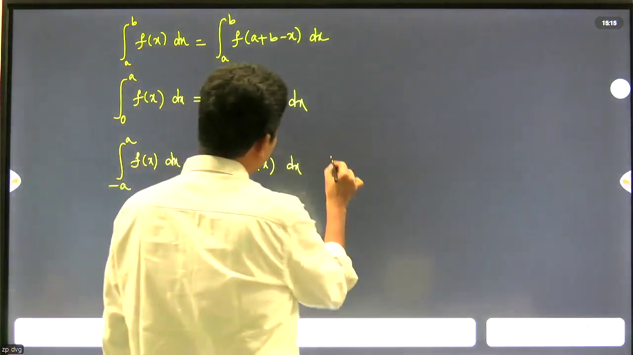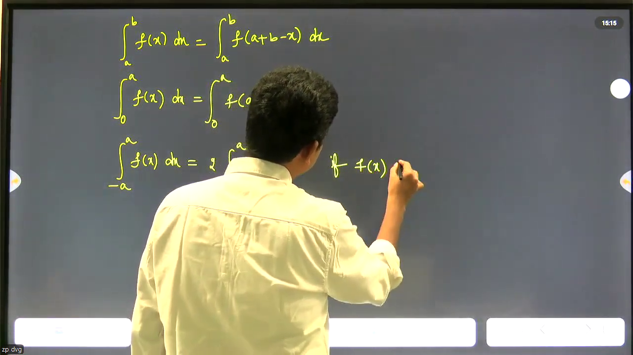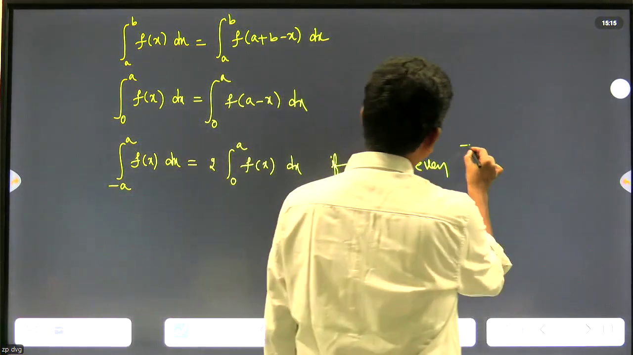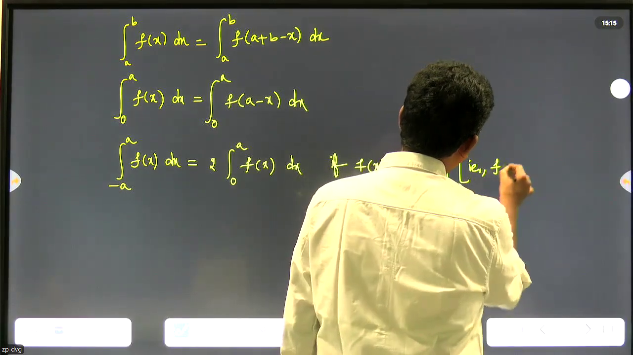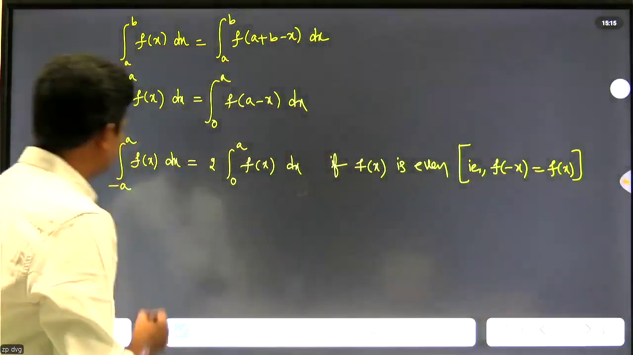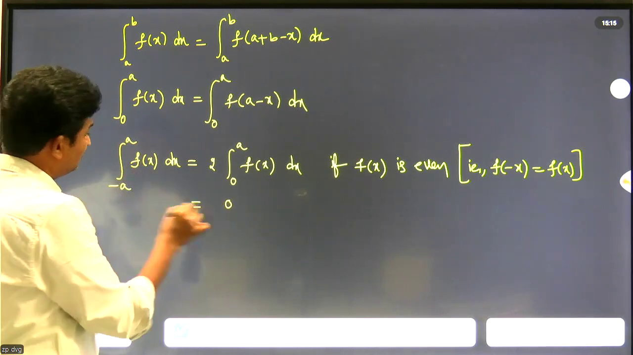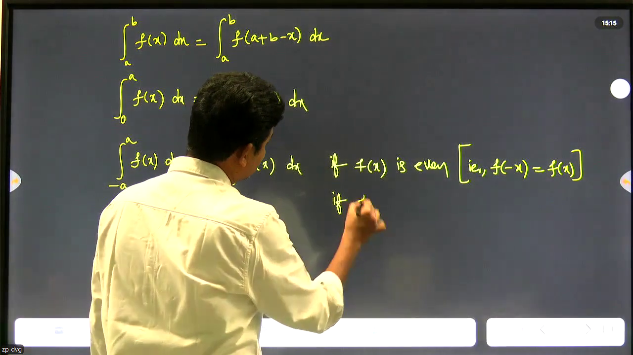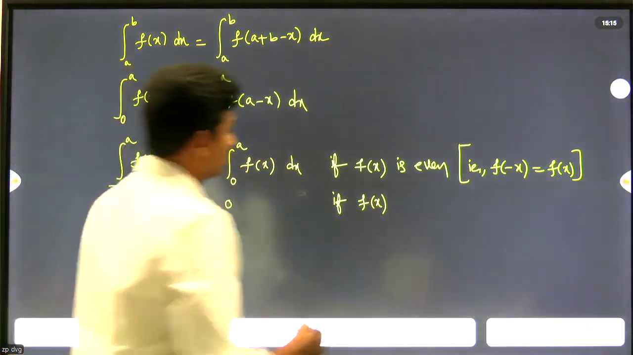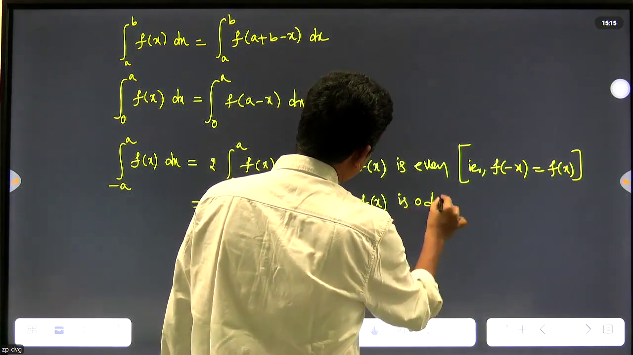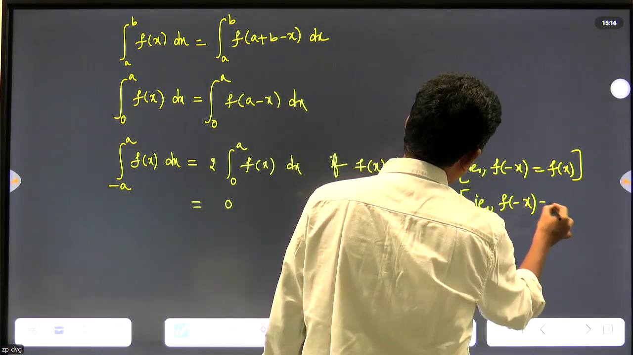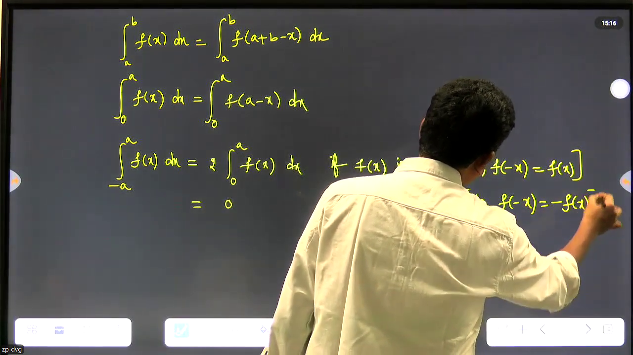We use this formula when f of x is even. When we say the function is even, whenever f of minus x is f of x, then we say the function is an even function. In case the function is an odd function, this answer will become 0. We are not deriving these results; I hope you already know the derivation. When we say the function is odd, f of minus x is minus f of x, right?